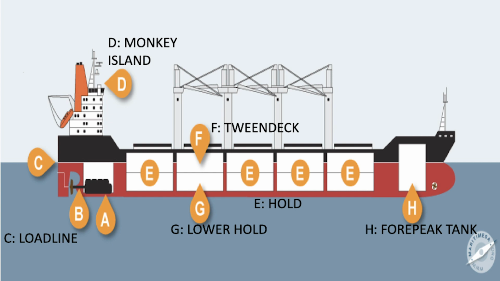The forepeak tank is used to stow liquid cargo or fresh water or ballast water. Ballast water is seawater that is used to trim or level the ship.